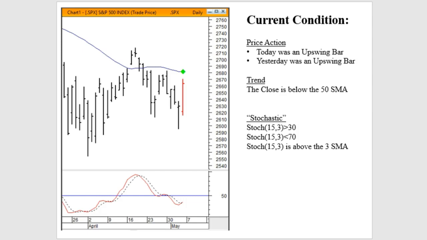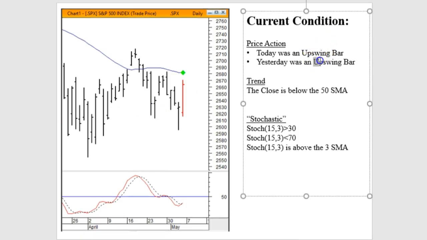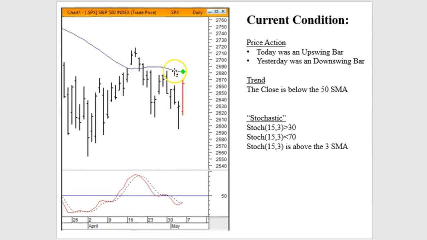In terms of price action, Friday was an upswing bar following Thursday's, that should say downswing bar. I'm just going to change that right now. That was a downswing bar. Very good. Okay, we have this upswing bar following the downswing bar on Thursday. We are underneath the 50-day simple moving average.